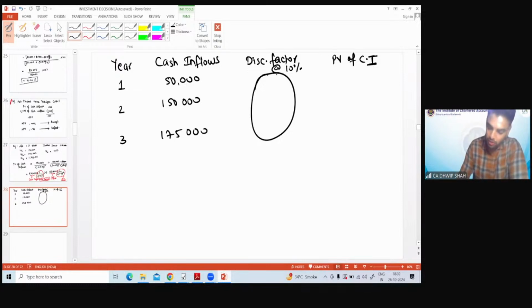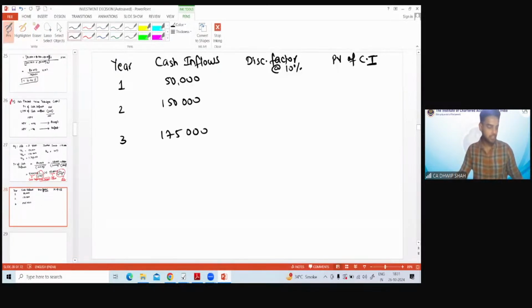So in most of the questions, or I would say in many of the questions, they would provide these discounting factors. Okay? So you just need to copy paste it and just multiply the cash inflows with the discounting factor. Are you getting this? Is everyone following? If the discounting factor is not given in the question, then also we know how to calculate. Yes or no?